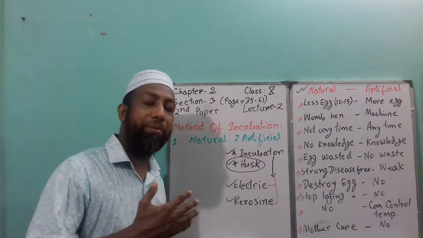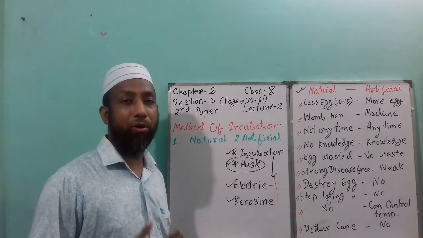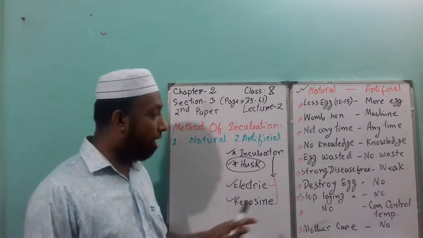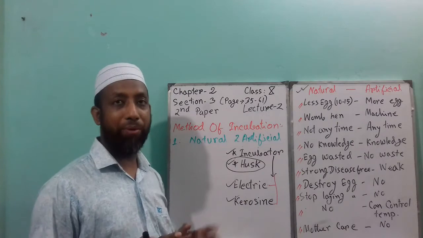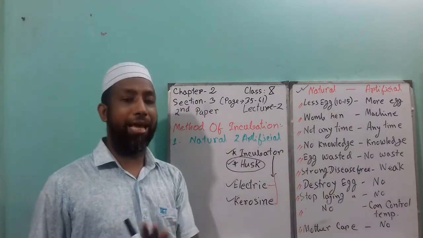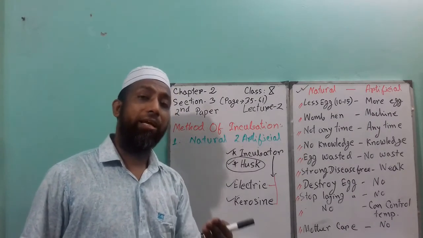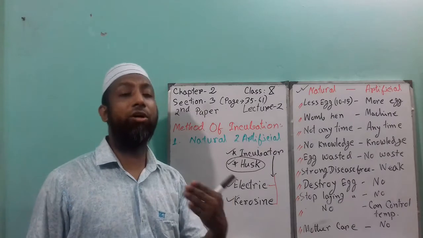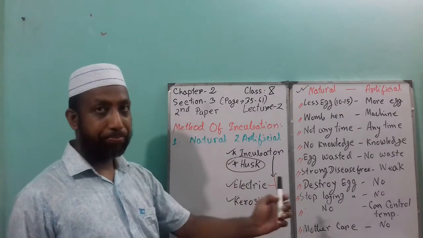But in the natural method, because we use the chicken, when the chicken sits on the egg, that time they stop laying eggs. They do not lay any type of egg. But in the machine, artificial method, we don't use the chicken to sit on the eggs, so the chicken is laying eggs all the time. There is no point of stopping laying eggs.